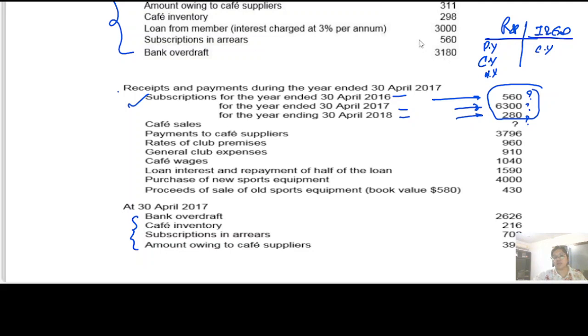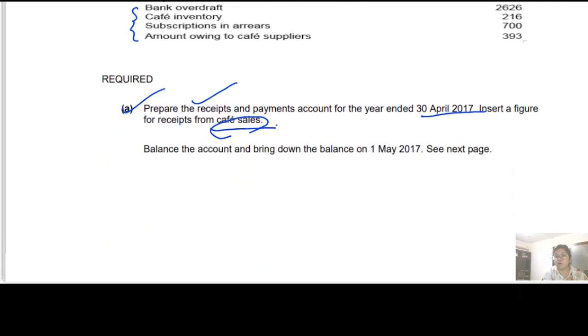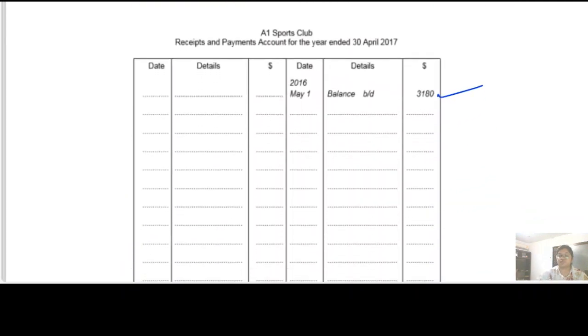So how are you going to calculate it? First you have to add 560 plus 6300 and 280. Then after calculating it, you'll get subscription 7140. This is the subscription which you're going to record in your receipt and payment account. Okay, so in the receipt and payment account, mark my words, we are going to record this much as subscription. So here we are going to record subscription 7140.